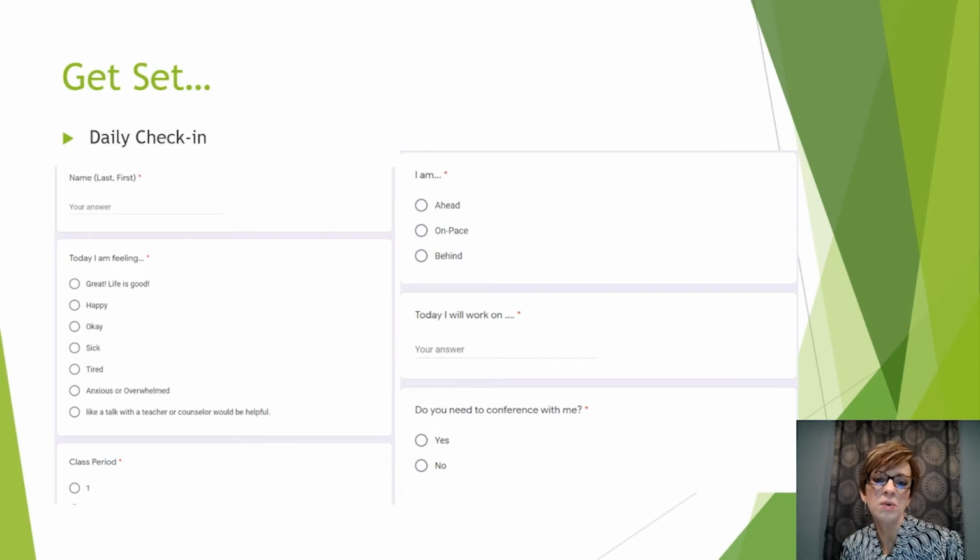And then it also helps them think about whether they're ahead, on pace, or behind, and think about what they need to work on for the day. And then there's a space for them to say whether they need to conference with me or not, or just answer yes or no.